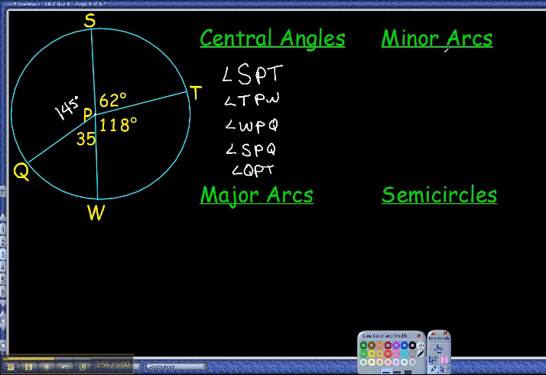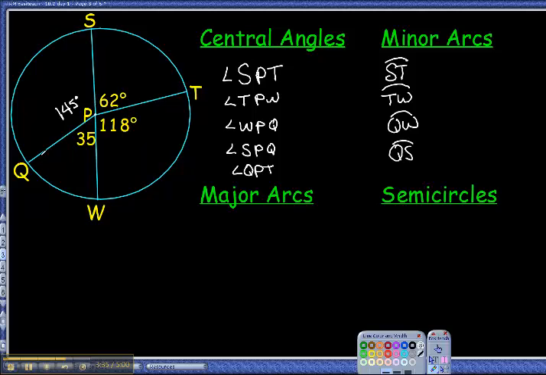Now, minor arcs are going to be those arcs that, again, are measures that are less than 180 degrees. So I could talk about arc ST. We know that its central angle is 62. That's also the same as the measure of its associated arc. So we could say that this arc ST is also 62 degrees, which is less than 180, so it's a minor arc. Arc TW is another example of a minor arc. It's less than 180. Arc QW is another minor arc. It's less than 180. Arc QS is also less than 180.